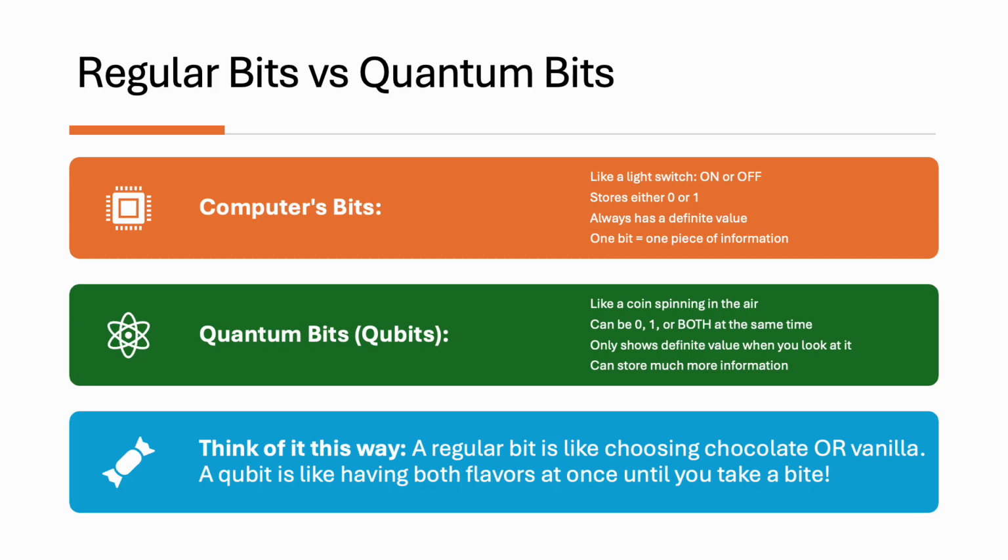So think of this in a way that a regular bit is like choosing chocolate or vanilla. A qubit is like having both flavors at once until you take a bite. So let's continue.